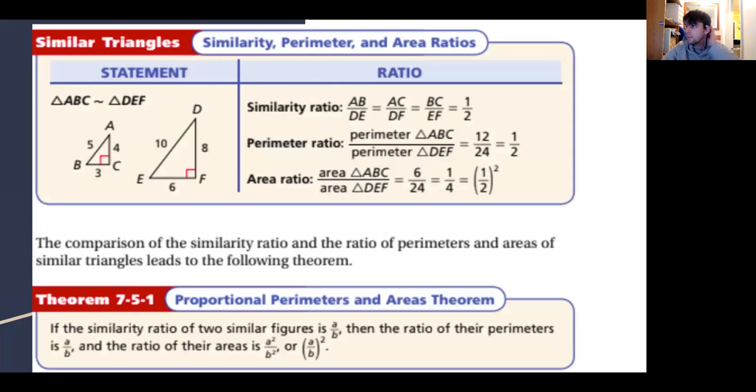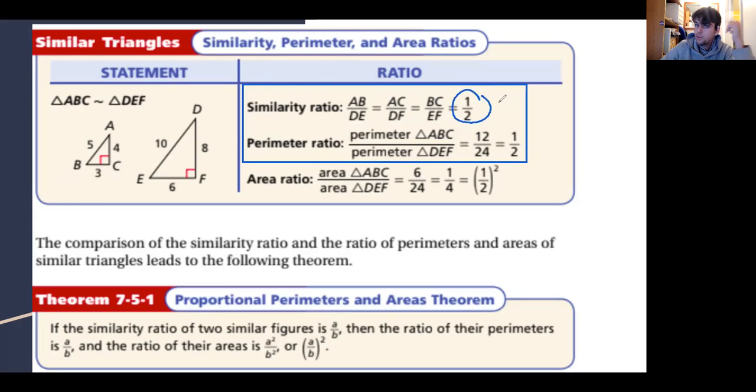Okay, a lot of words here, a lot of things going on. We've already learned some of this stuff, but let's focus on these two things right here. Just talking about what similarity ratio is and what the perimeter ratio is. So the similarity ratio is simply the ratio of corresponding sides. When you have similar triangles, that is always going to be constant, right? The ratio of corresponding sides will be a constant if the triangles are similar, which in this case they are. 5 over 10, 4 over 8, 3 over 6, all of those give us a half.